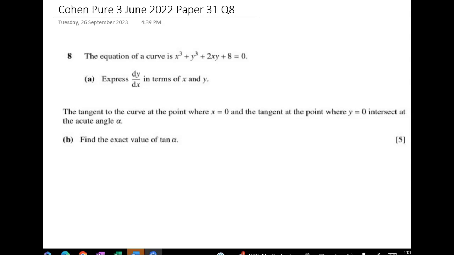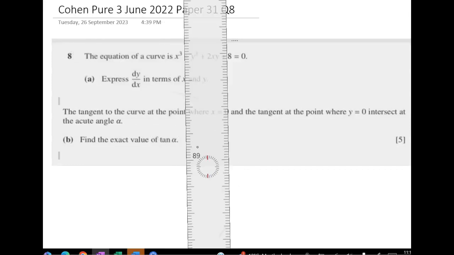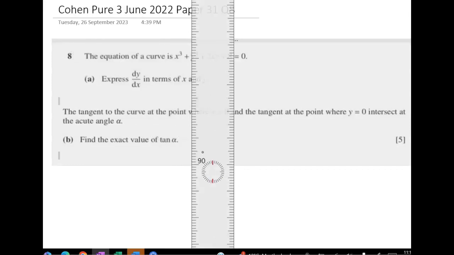Kia ora. This is a really good question that Cohen sent in, and it's from the June 2022 Pure 3 paper. The examiner's report notes that very few students could do the second part of this, which is 8b. So before I start, I just want to go over one really basic thing that I think some of you might have forgotten, and that's a thing from all the way back when we first do coordinate geometry.